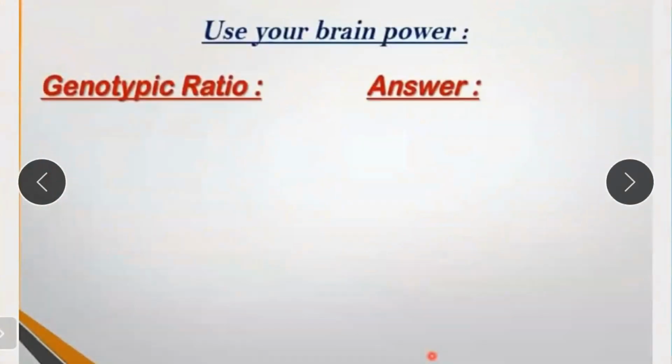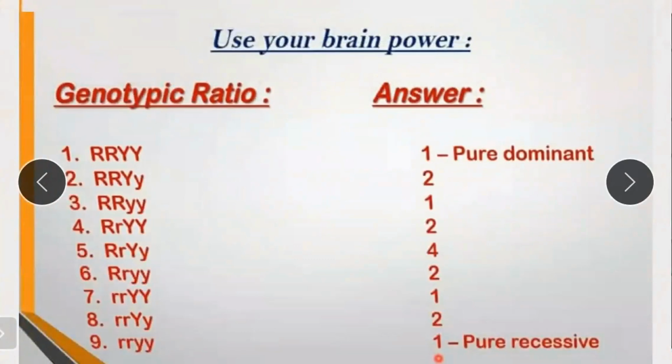So what is the genotypic ratio of this? See, pure dominant is what? Round and yellow. And pure recessive means what? Wrinkled green. Okay. So this is all about the dihybrid cross. So in this way you can do it.